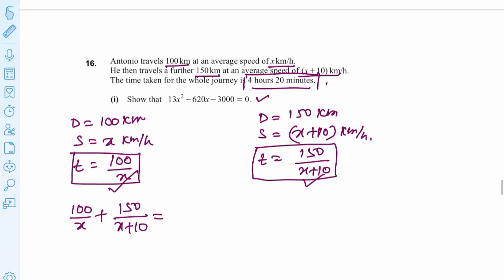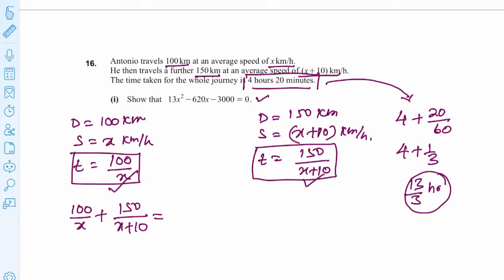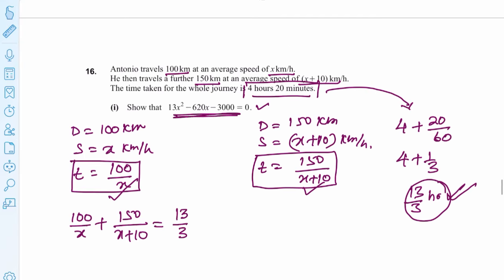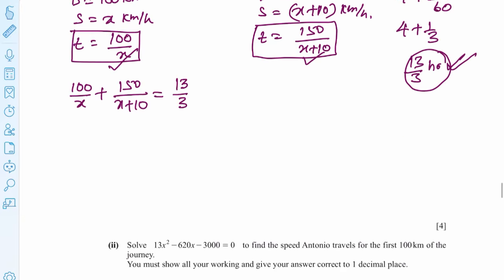So this one I have to convert into hours. So 4 hours plus 20 minutes I can write down as 20 over 60 hours, right? So 4 plus 1 over 3, if you try to add this, you are getting 13 over 3 hours, right? So total time we have 13 over 3. So we have to simplify this and we have to show this equation. So we'll try to see this.